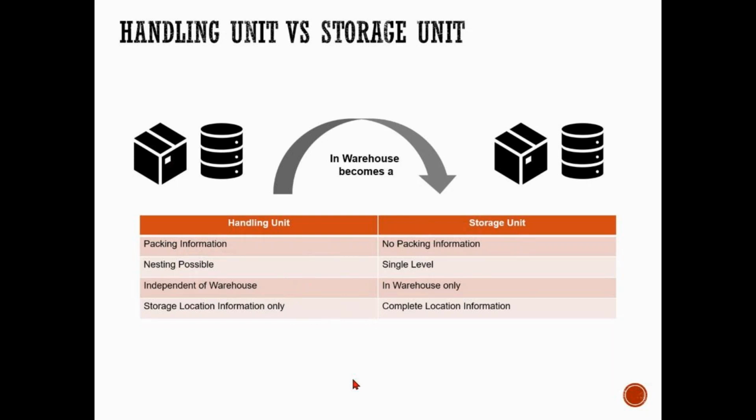So as soon as you issue the stock out of the warehouse, that information is gone. That storage unit will be out of the system, and you will not be able to track it further. Whereas with a handling unit, that's a possibility. You can track the handling unit end to end in the supply chain. In a storage unit, you have the complete information related to the stock in the warehouse, whereas in a handling unit, you have the location of plant and storage location level only.